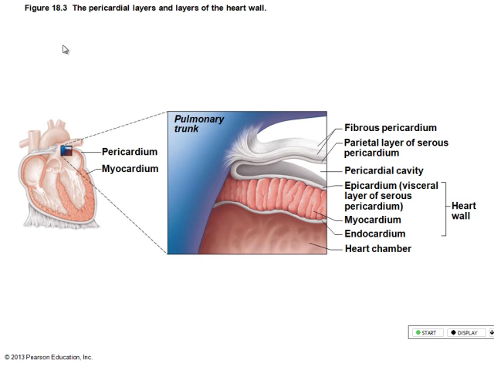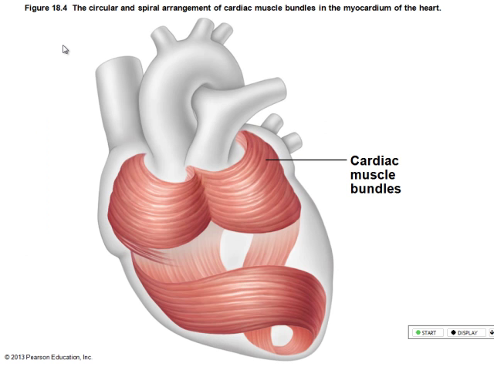So the heart wall then is made up of the visceral layer of that serous pericardium, the myocardium, and the endocardium. And that is then going to line the heart chambers. And chambers are basically just spaces. In order for me, after we discussed muscles, in order for me to do this, what do I have to have in my hand with respect to muscles?